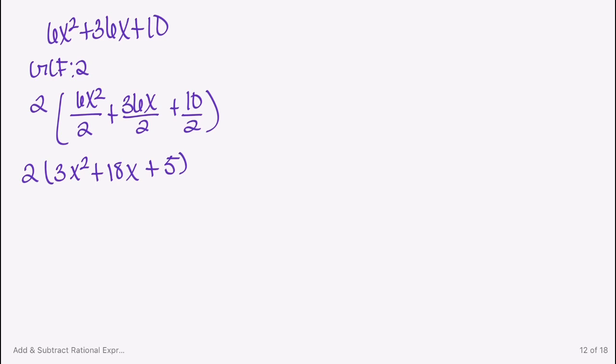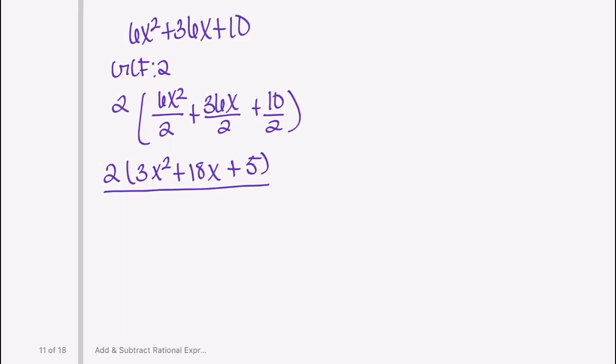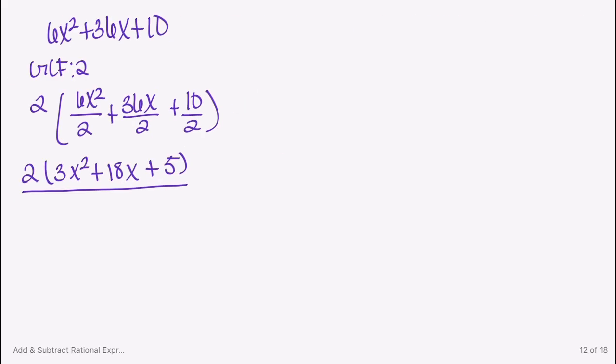So now that's going to become my numerator. So I have 2 times 3x squared plus 18x plus 5, and that's over that 4x times x plus 5. So notice that now I have this 2 and this 4 that will cancel each other out, right?